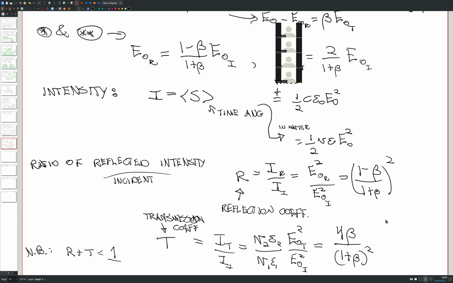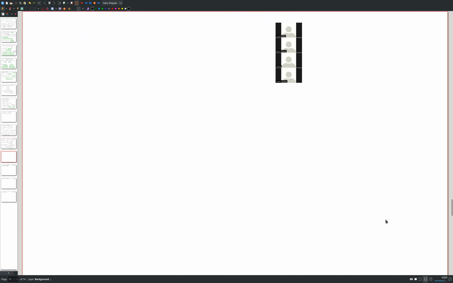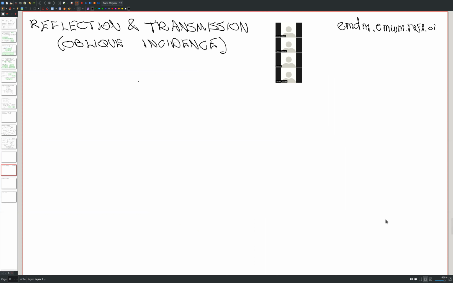Okay, so that's what we did with this. Now, like I said, we're going to massively complicate our problem here, because we're going to now consider at our boundary an incoming wave that has a certain angle, and then there's going to be a reflected wave, and a transmitted wave. So what I have here is an incident wave, a reflected wave, and a transmitted wave.